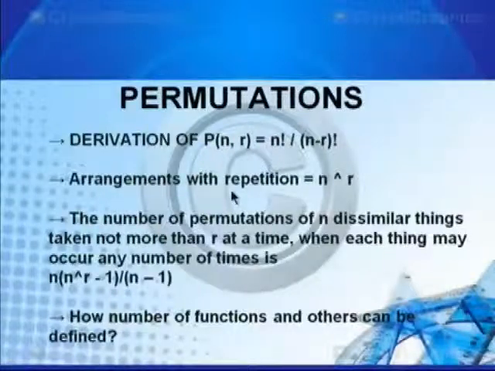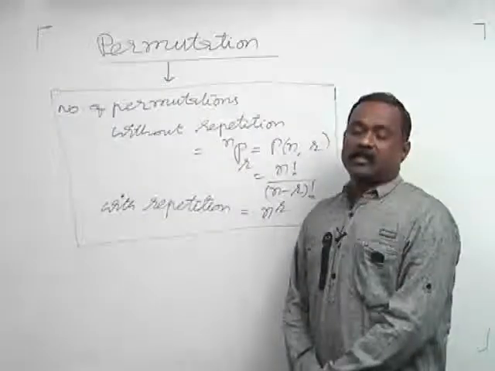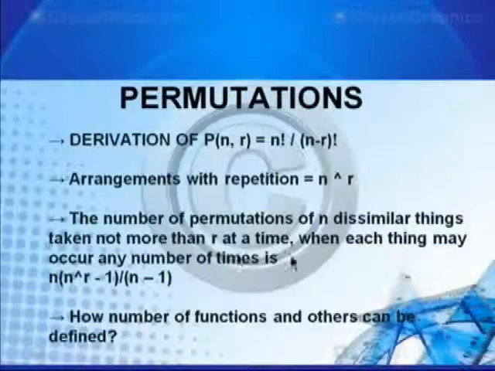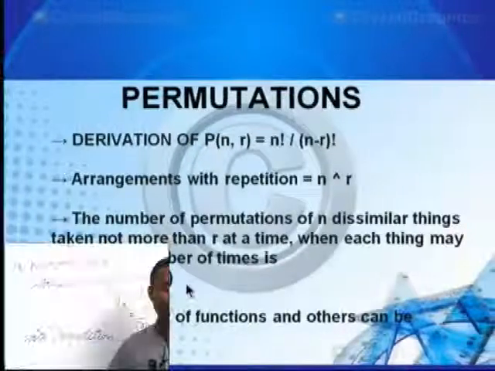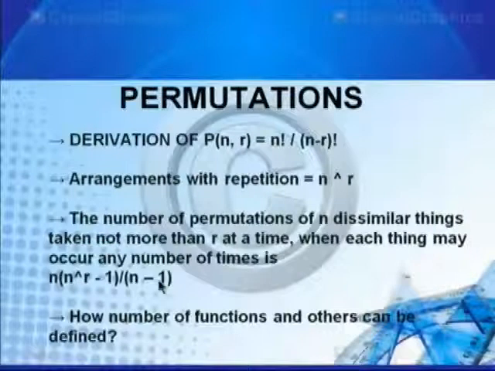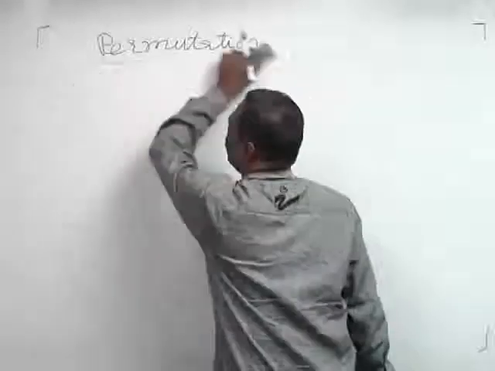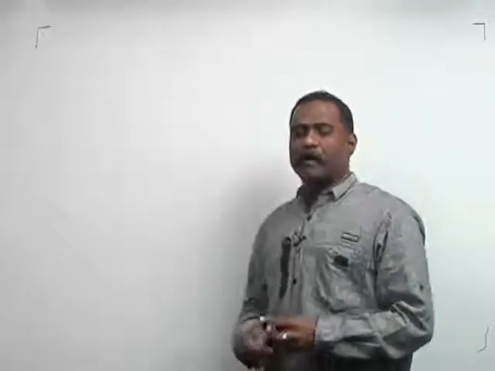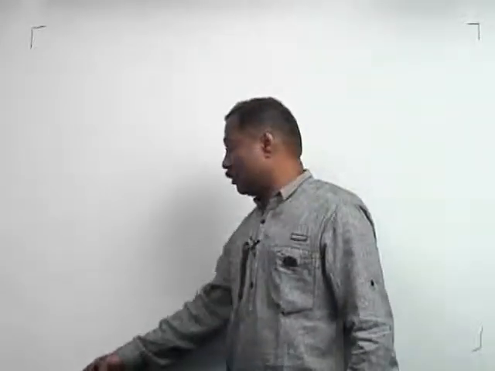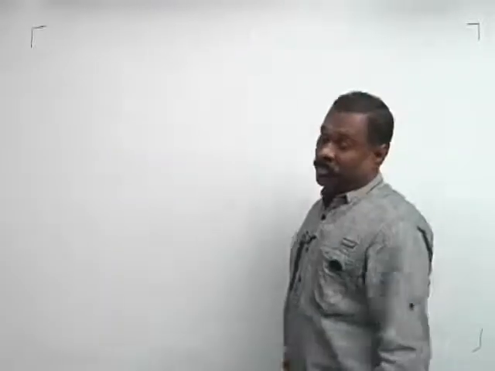Okay, so next is the number of permutations of n dissimilar things taken not more than r at a time, when each thing may occur any number of times, is n into n power r minus 1 upon n minus 1. What does it mean? Just go through the statement once. The statement here is the number of permutations of n dissimilar things. All the things should be dissimilar. Then you may think, if the things are not dissimilar, what should it be? We'll come to that next.